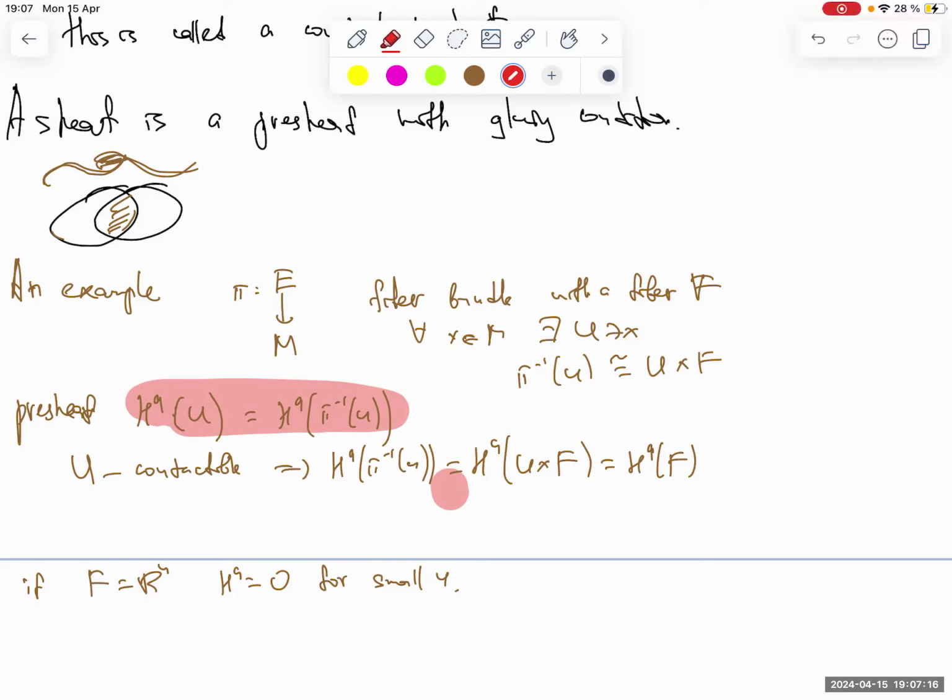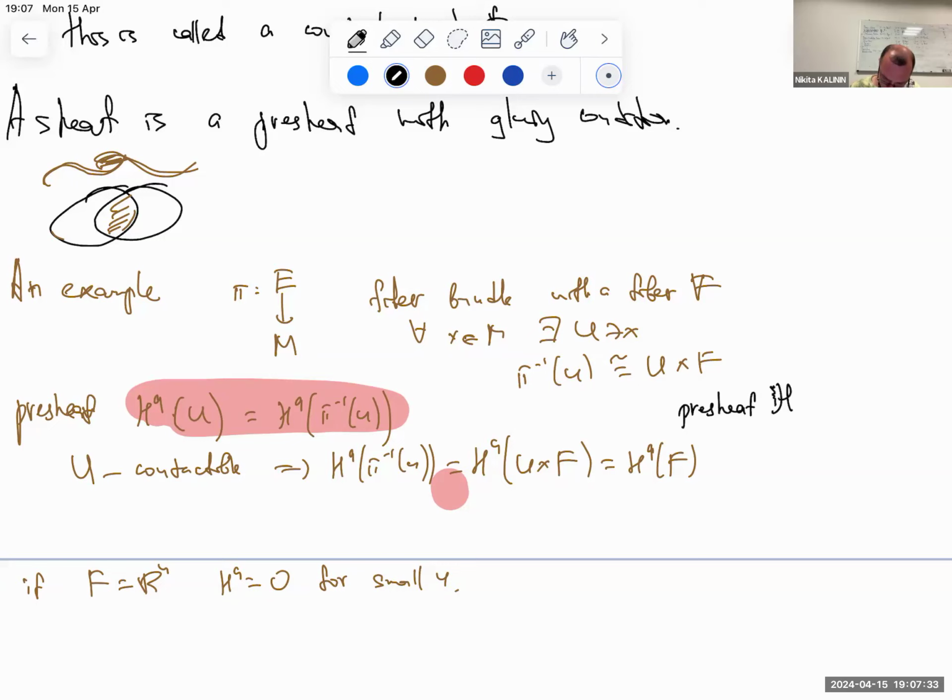Yes, I see, I understand your question. So let's say that we have a presheaf, I don't know, call it H beautiful. And then we define the presheaf H beautiful of U as the cohomology q of the preimage. But here it's H beautiful, so H beautiful is defined for any open set. It's from open sets of X to abelian groups.